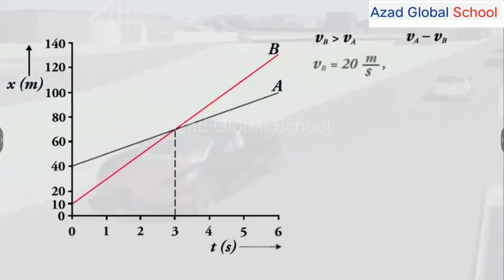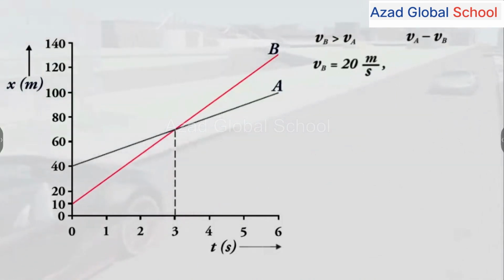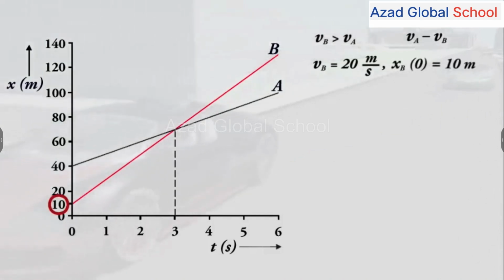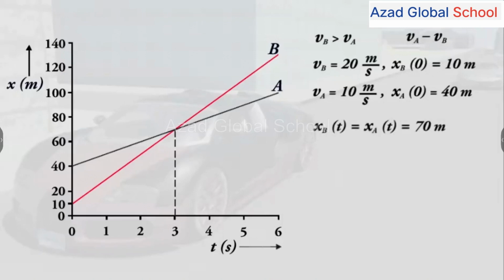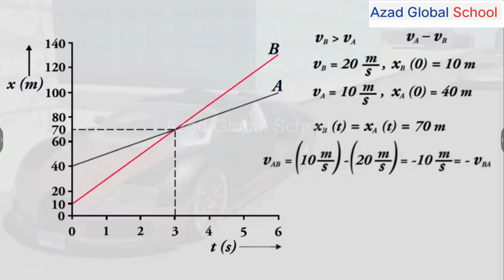For example, suppose VB is equal to 20 meters per second and xB(0) is equal to 10 meters, and VA is equal to 10 meters per second, xA(0) is equal to 40 meters. Then, the time at which they meet is t equal to 3 s. At this instant, they are both at a position xB(t) equal to xA(t) equal to 70 meters. Thus, object B overtakes object A at this time. In this case, VAB is equal to 10 meters per second minus 20 meters per second, equal to minus 10 meters per second, equal to minus VBA.